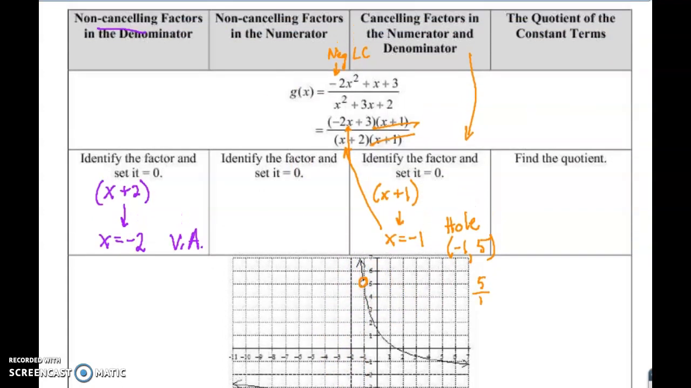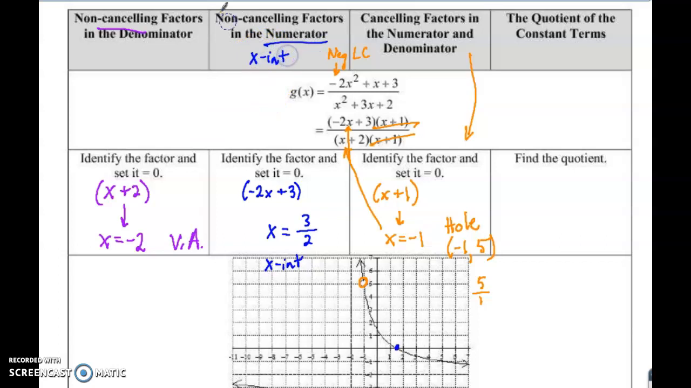So as we look at the non-canceling factor in the numerator, we're looking at that negative 2x plus 3. When you set that equal to 0 and solve, I would subtract 3 over and divide by negative 2. Well, negative over negative gives me 3 over 2. As you look in your graph, that is your x-intercept. So the non-canceling factor in the numerator is your clue for an x-intercept.